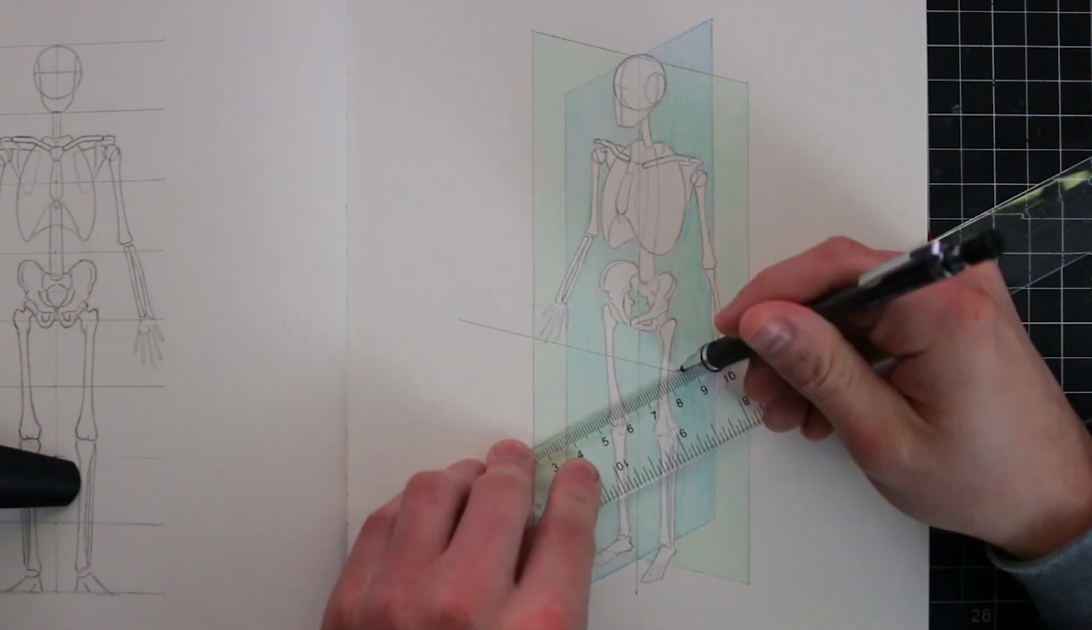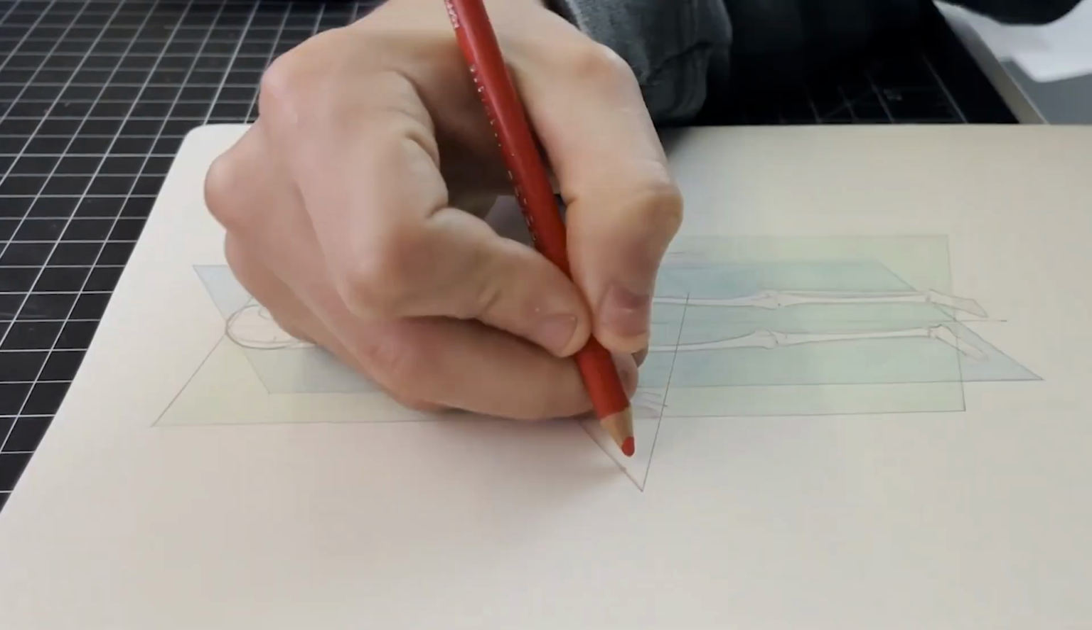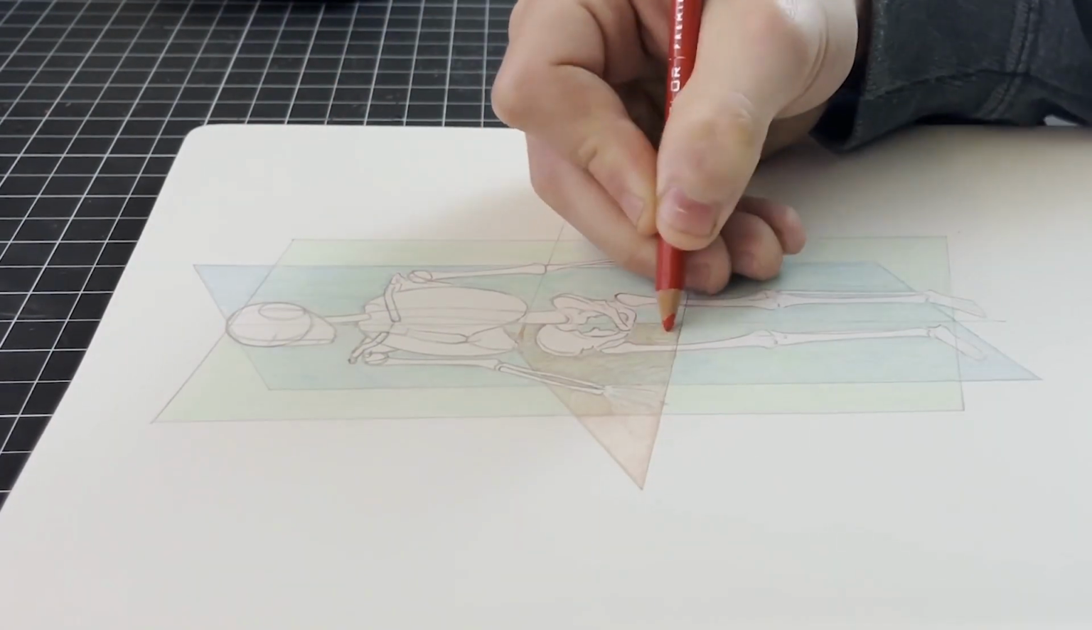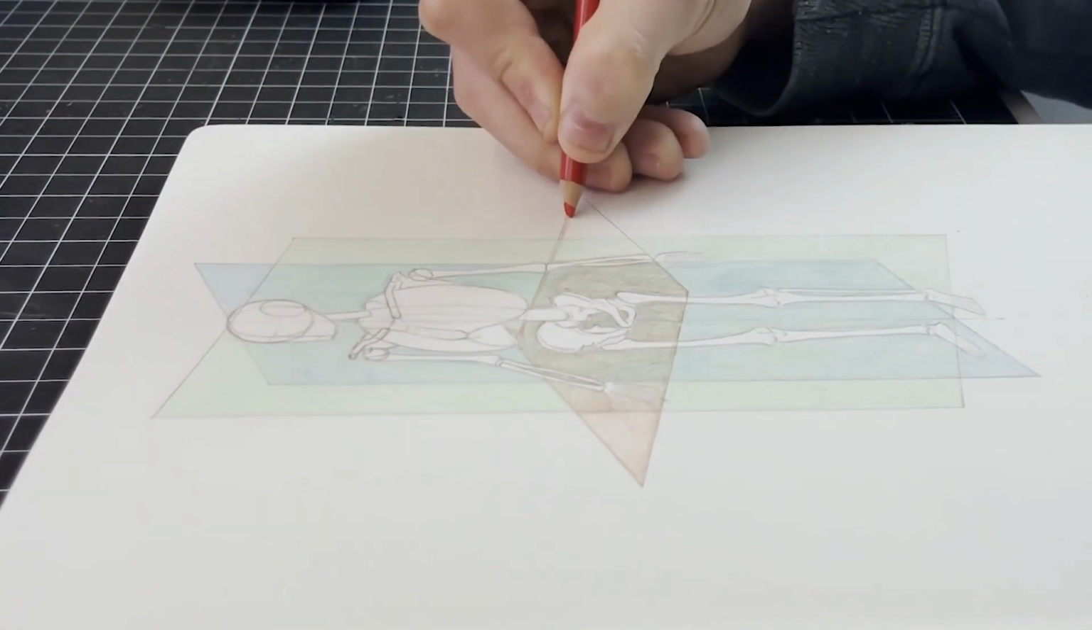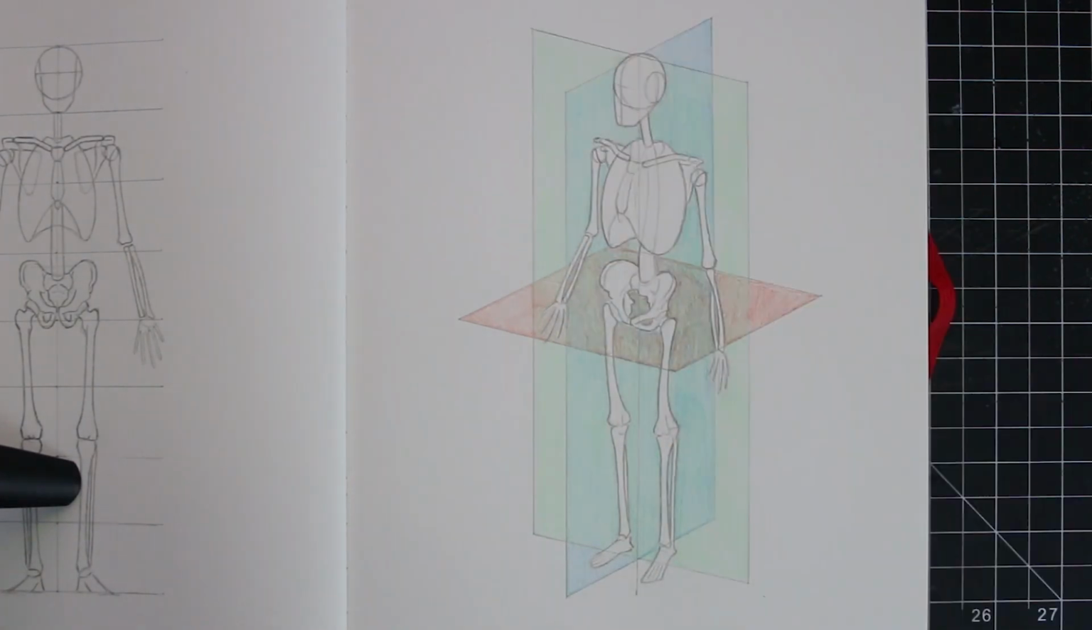Finally, there is the transverse plane, also known as the horizontal plane, because this divides the body at the halfway point in this horizontal direction, creating what is referred to as a cross section. This is similar to a CT scan at a hospital.